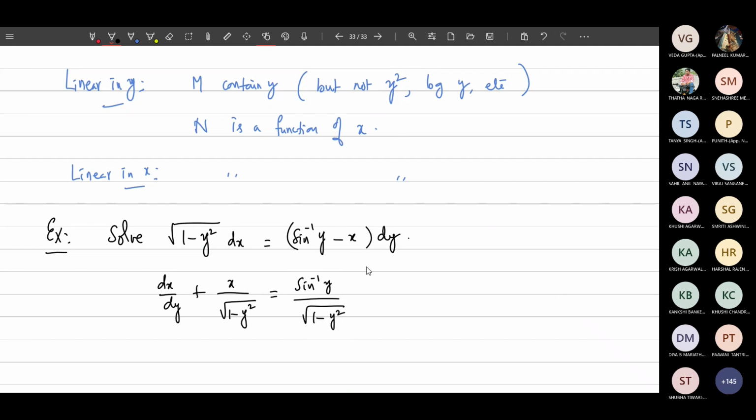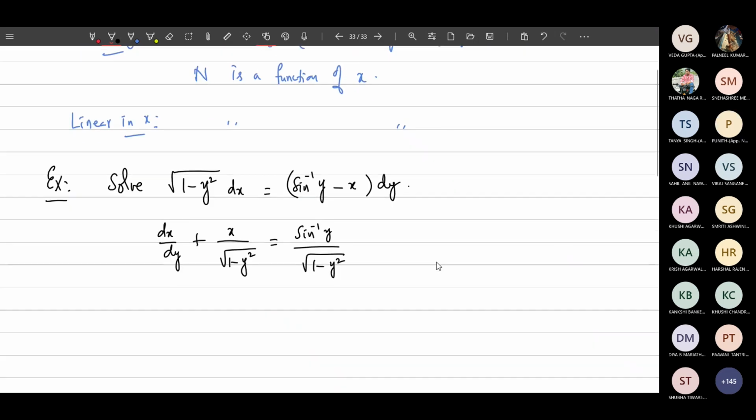Because I am just splitting this x dy and sin inverse by dy, so that dx by dy, if I write, is just dx by dy plus x by under root 1 minus y square equal to sin inverse y by under root 1 minus y square. So now you can compare this with dx by dy plus px equal to q, where p is a function of y, q is a function of y, and x you have already here.